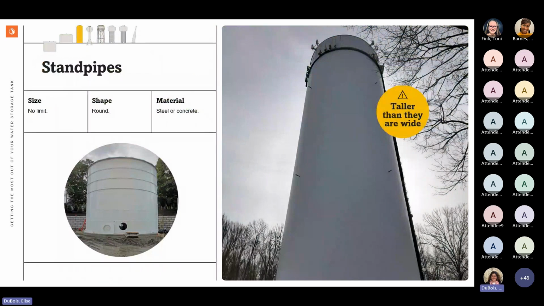Standpipes, the difference between a reservoir and a standpipe is in the dimensional ratio. Per AWWA, a standpipe is defined that it is taller than it is wide. The bolted steel tank on the left with the glass fused to steel coating is what you're seeing there in that picture. And the other one is a welded steel tank on the right. So that's just a little bit of a difference between them, even though they both qualify as steel standpipes.